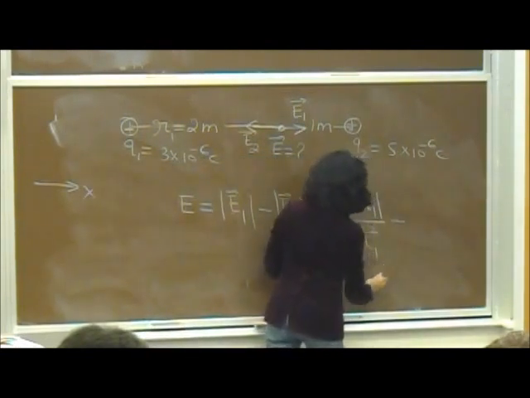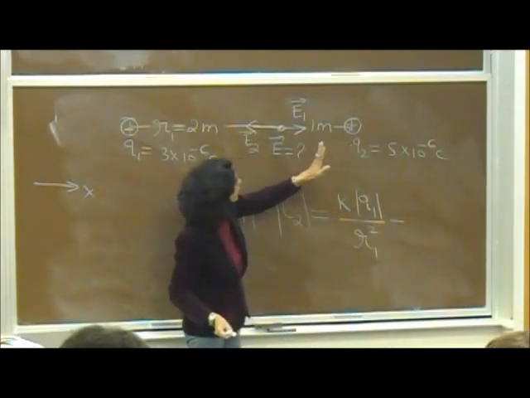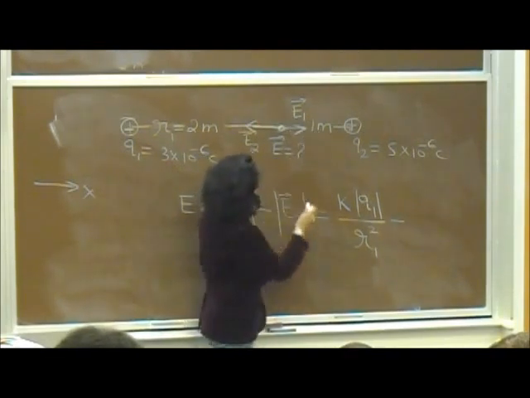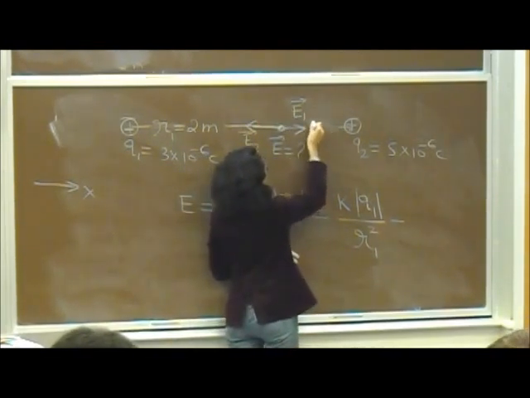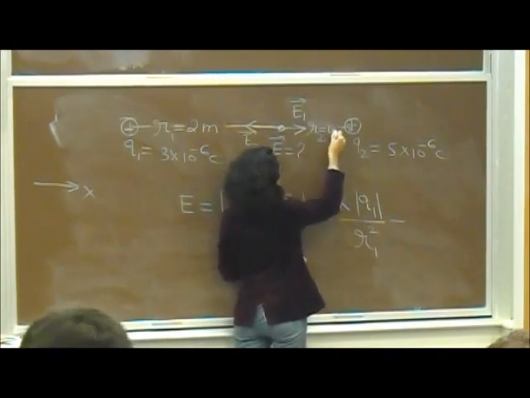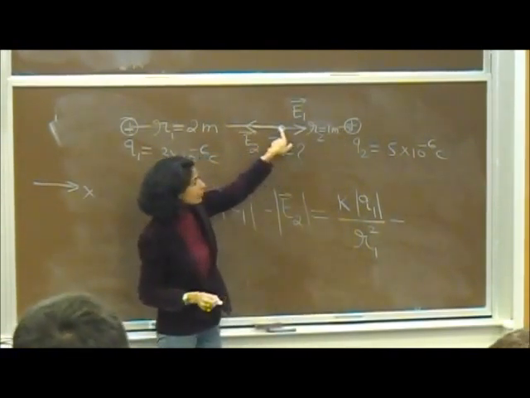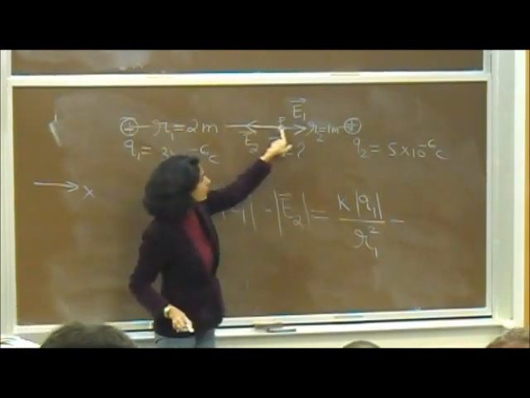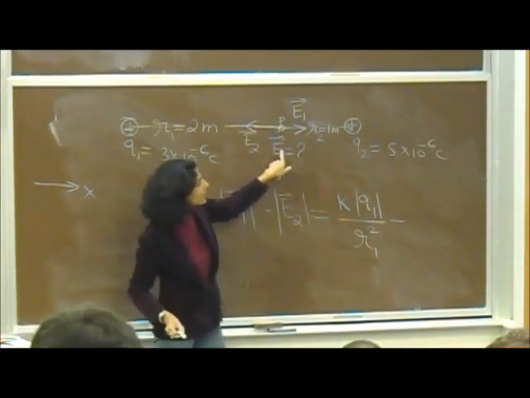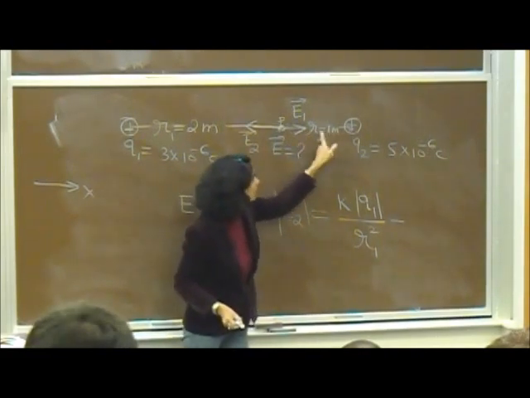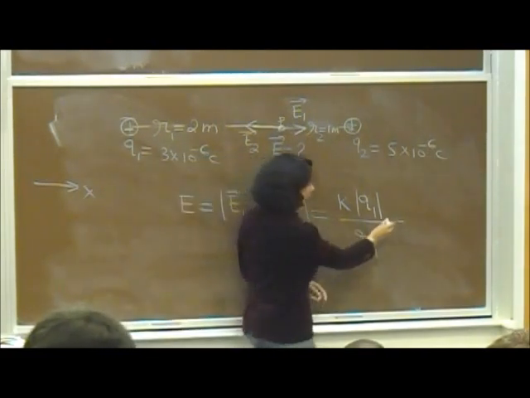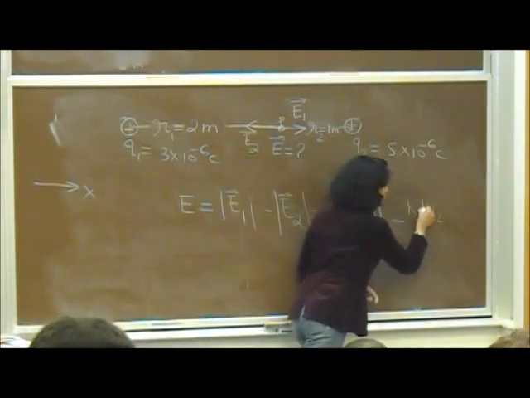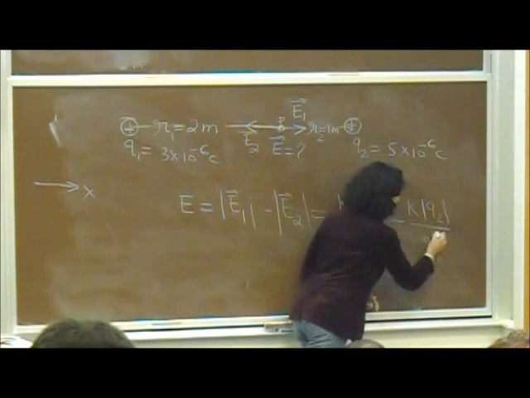Similarly, what is R2? Can anybody tell me what is R2? Very good. It's 1 meter, right? Because R2 is really the distance of the point where we are trying to find the electric field. Let's give it a name, point P. Distance of this point P where we are trying to find the net electric field E from charge Q2. That's R2, right? So E2 magnitude then is going to be K Q2 divided by R2 squared.